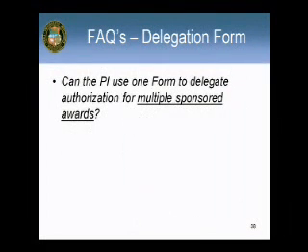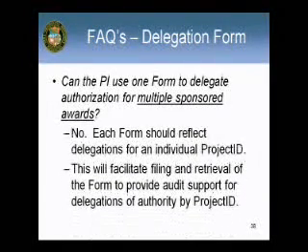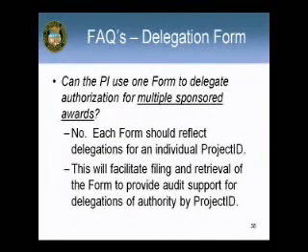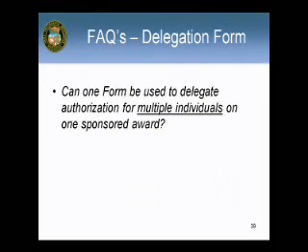Can the PI use one form to delegate authorization for multiple sponsored awards? No, you can only have one project per form. That's because that's how we're going to file those in the department. Whenever we ask for them, we're going to ask for them by project, so it'll be quick to pull them up. Can you have multiple individuals on an award?